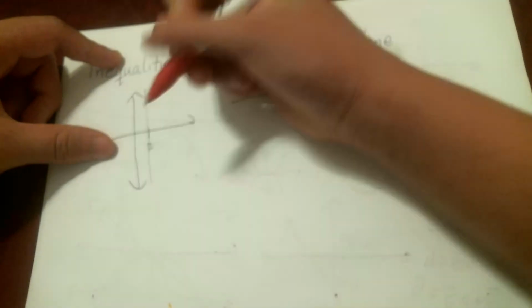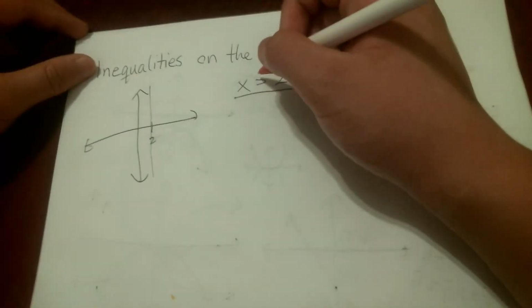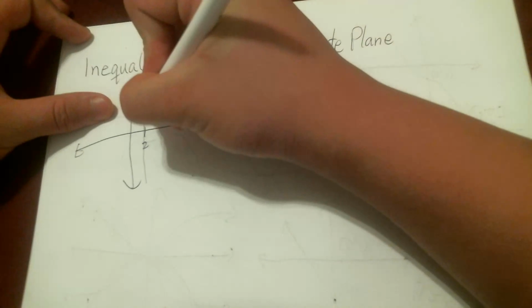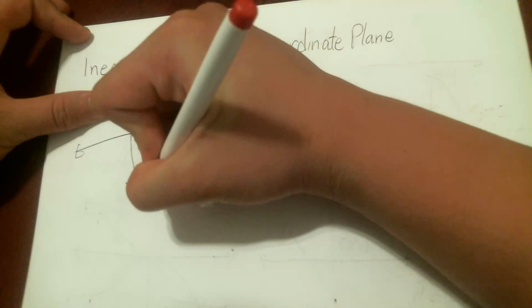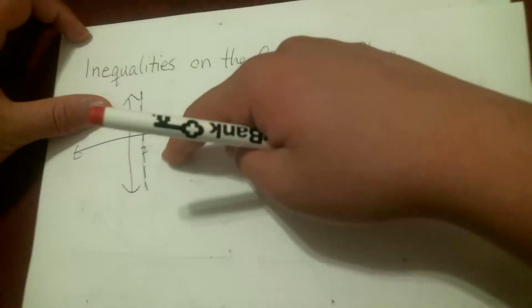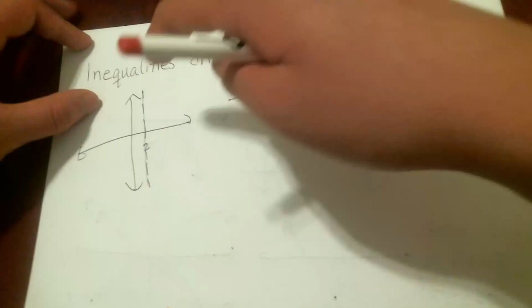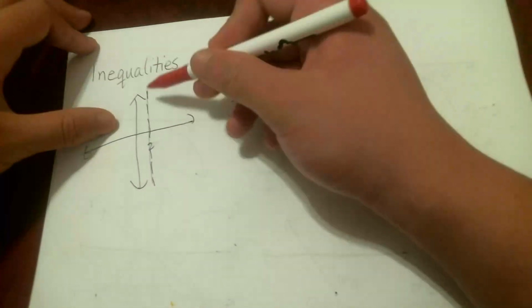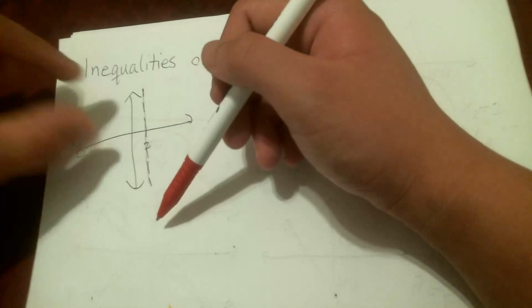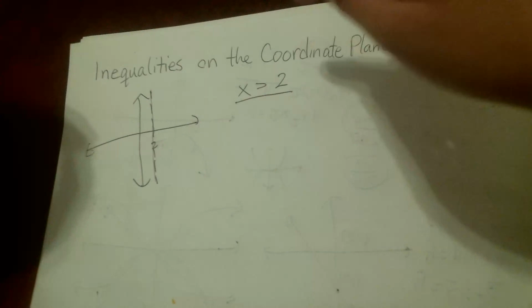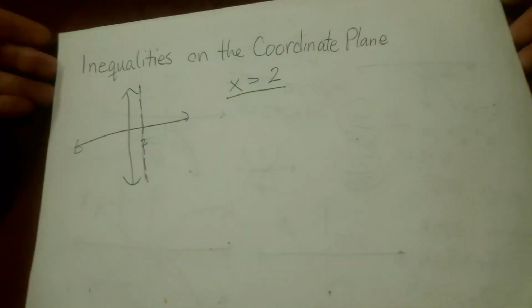So we would have a line here, and since this is not a greater than or equal to, just a greater than, we would have this as a dashed line. If this was greater than or equal to, then it would be a solid straight line. This would be the line that separates the values that are not greater than 2 from the values that are greater than 2.